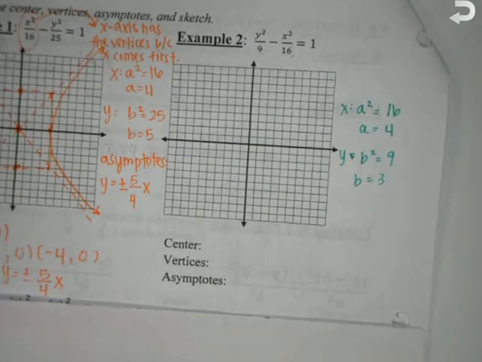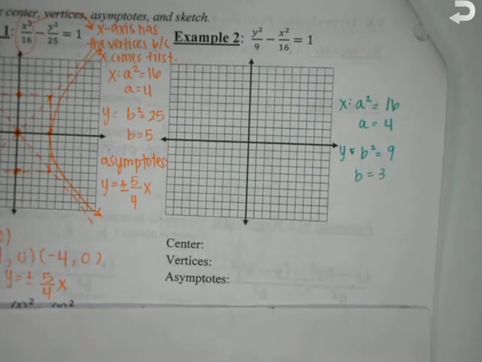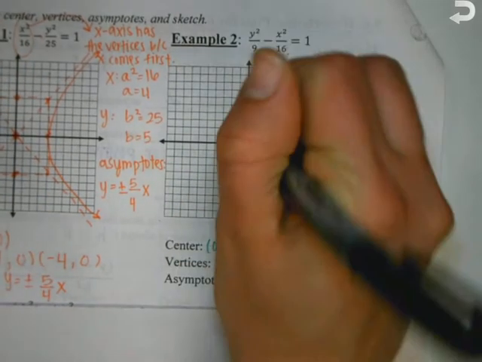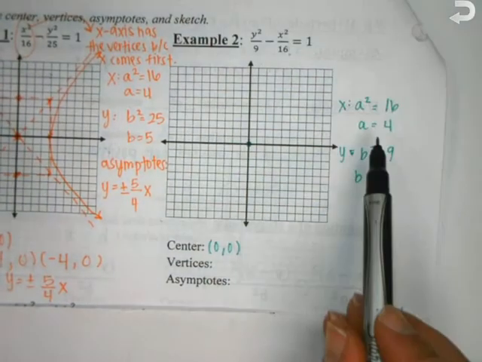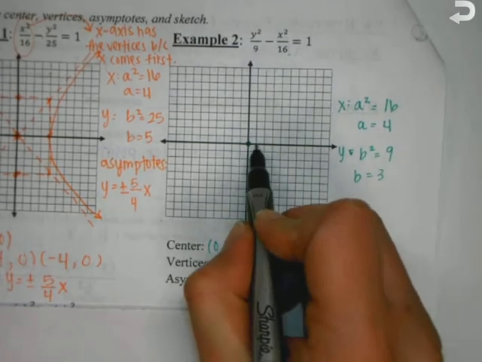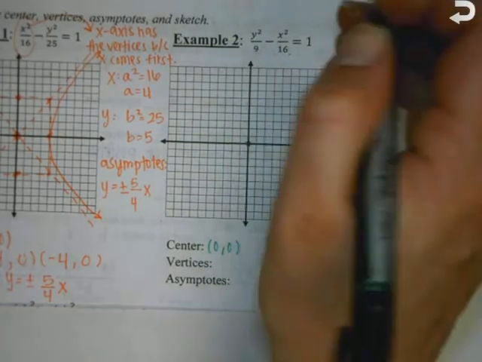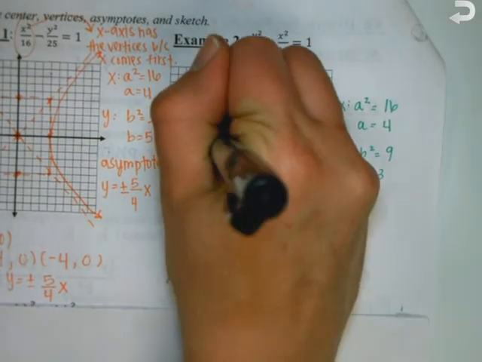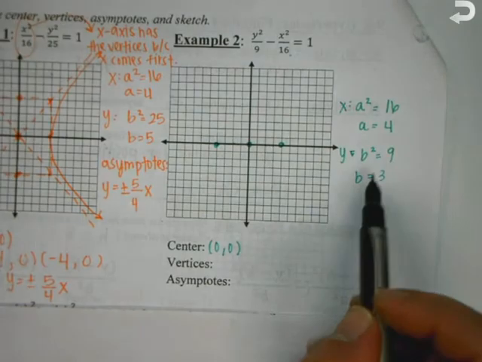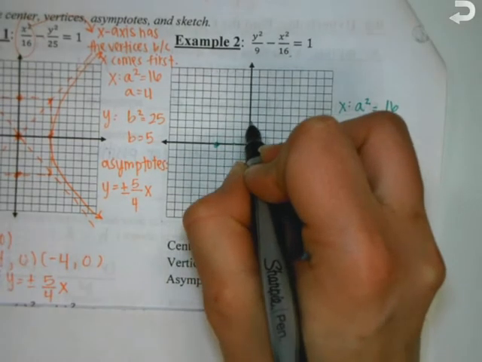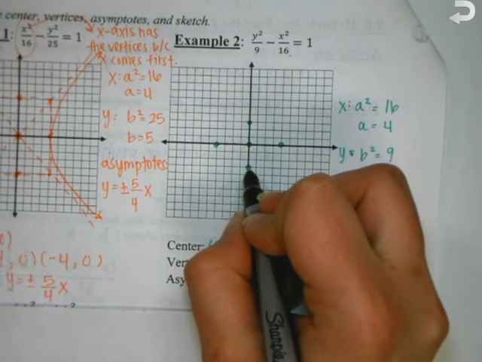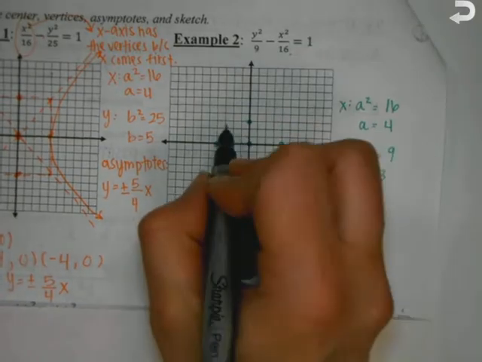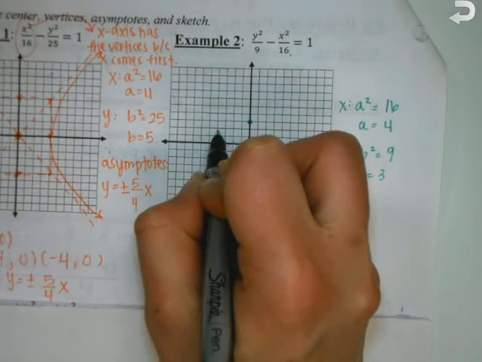Okay, 0, 0. A is 4, so I'm going to go right, 1, 2, 3, 4. Left, 1, 2, 3, 4. B is 3, so that's up 3 and down 3. 1, 2, 3. Okay, I can draw the box right now, right? So let's draw that box.